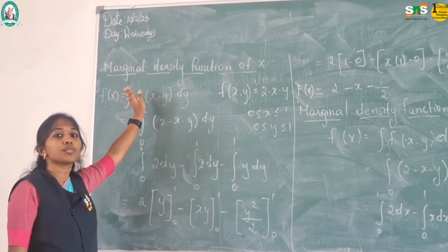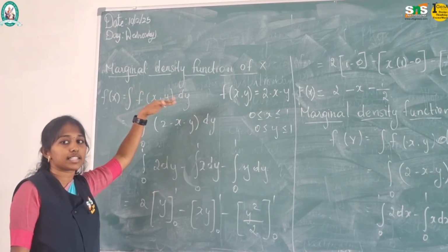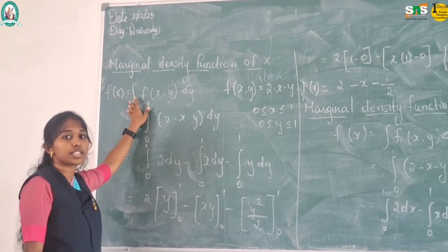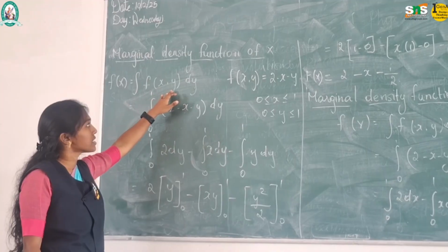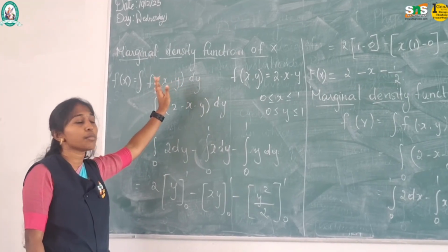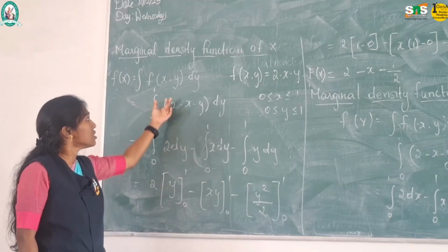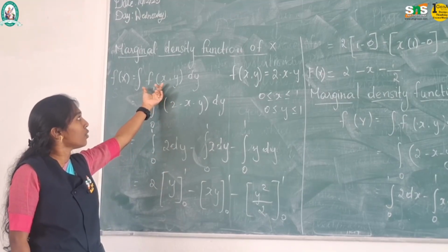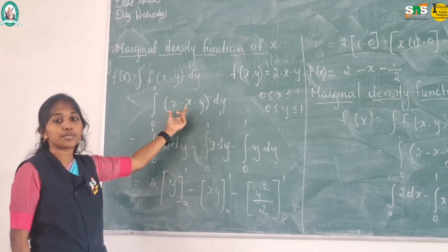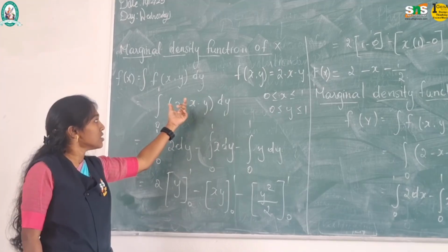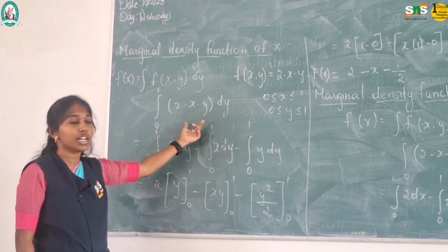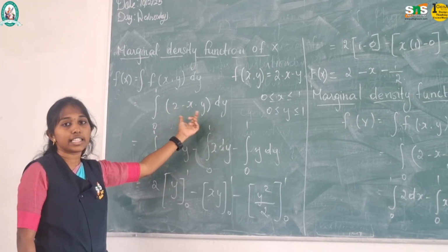So the first one is the marginal density function of x. The formula is f(x) = integral of f(x, y) dy. So this is the formula for the marginal density function of x. First we are going to substitute the value of f(x, y), that is 2 - x - y. Next we are going to integrate these values.